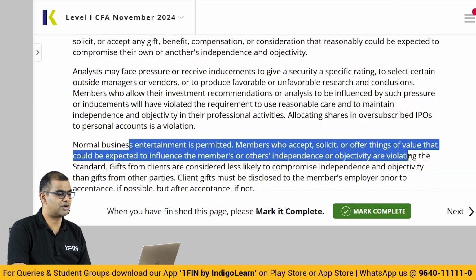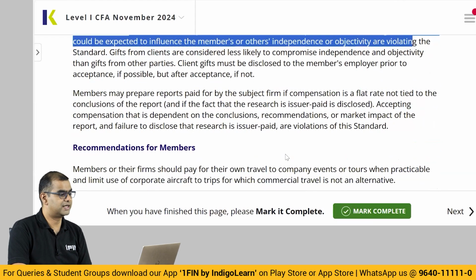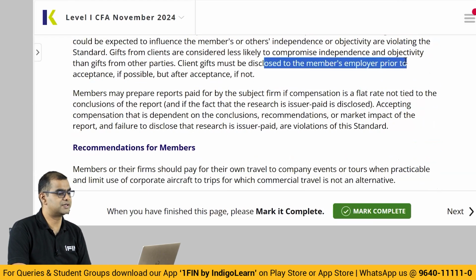Members who accept, solicit or offer things of value that could be expected to influence the member's objectivity are violating the standards. Gifts from clients are considered less likely to compromise independence and objectivity than gifts from other parties. If a client gives you a gift, it may not compromise you. But if some other party gives the gift, then it may compromise you.